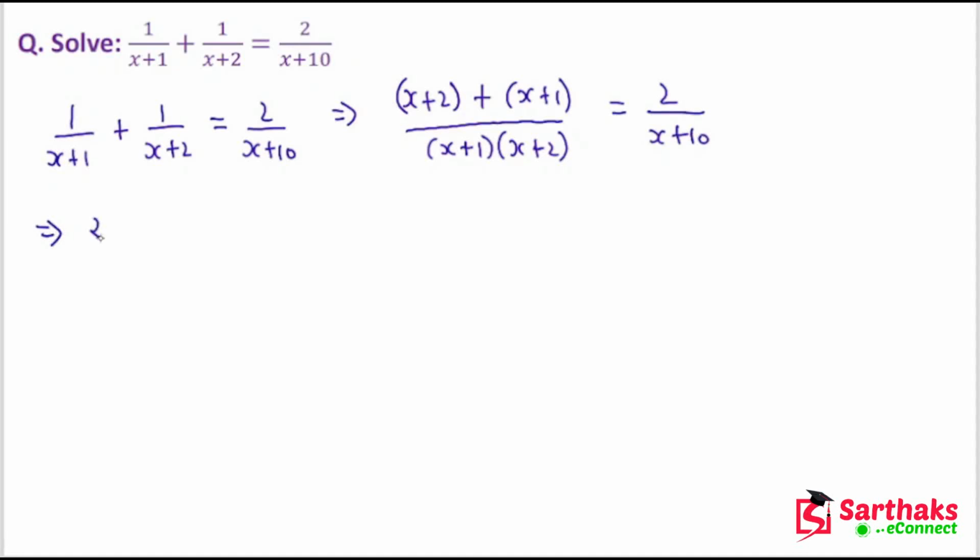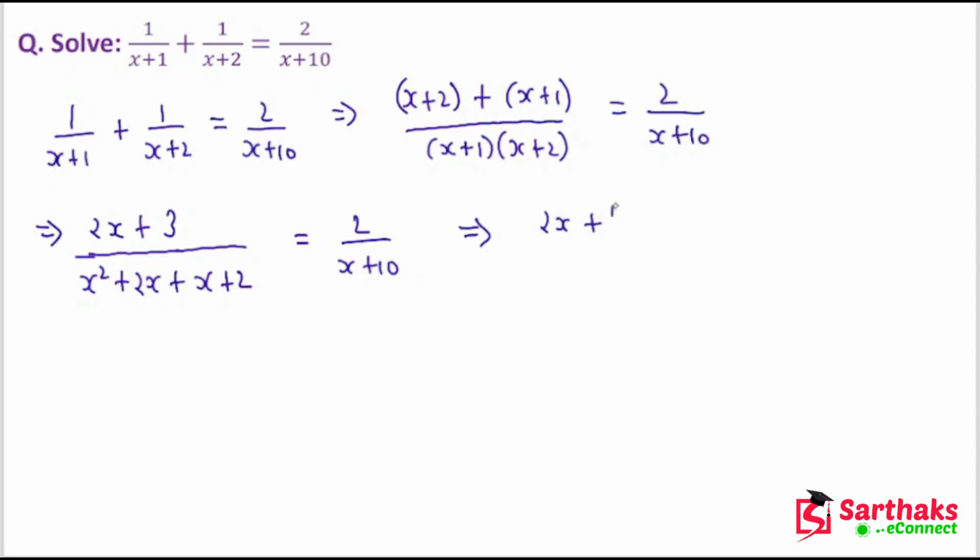Now adding these, we have x plus x, that is 2x, and 2 plus 1, that is 3. On the denominator part, we have x square plus x into 2, that is 2x, plus 1 into x, that is x, plus 1 into 2, that is 2. So we have this, and then we have this. Again solving them, we will get 2x plus 3 whole upon x square plus 3x plus 2 is equal to 2 upon x plus 10.